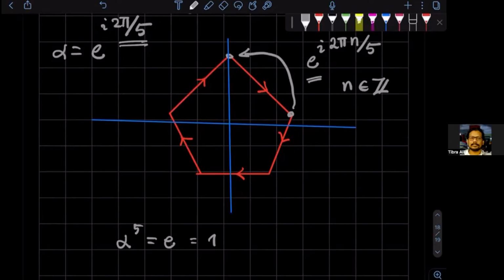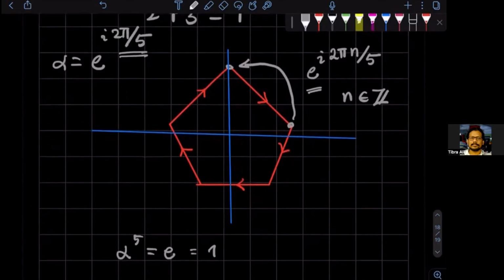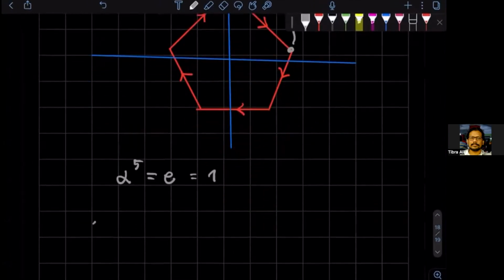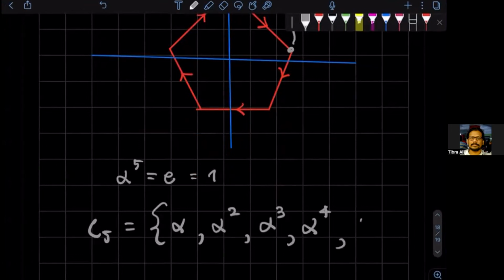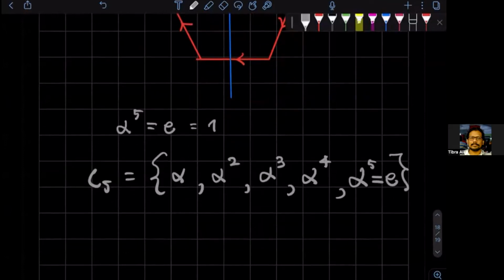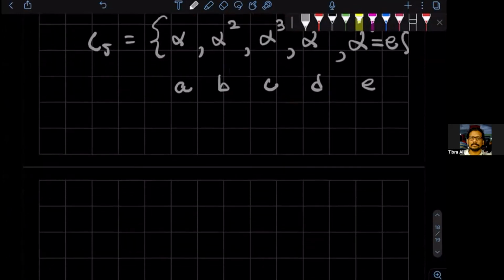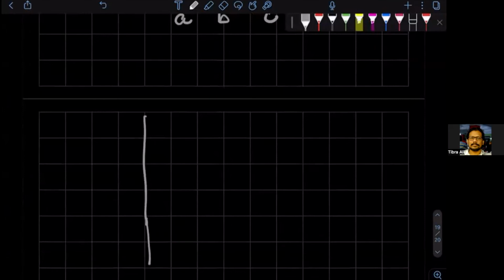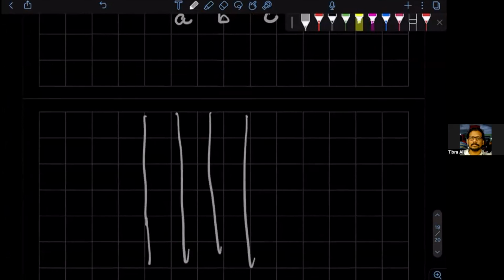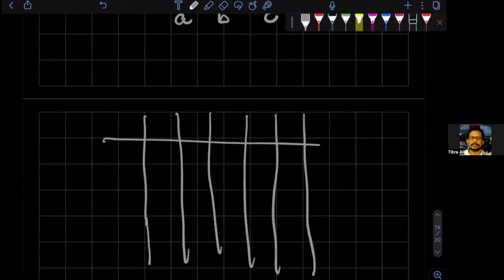Yeah, the group operation in this case is, all I'm saying is that there's an isomorphism between, okay, C5, which consists of alpha, alpha squared, alpha cubed, alpha 4, and alpha 5, which you identify to be the identity element. So this is the formal way. The way that I've written it also includes the group operation, right? So essentially, this is A, this is B, this is C, D, and this is E. And if I were to draw a multiplication table, I would have 5 columns and 5 rows.